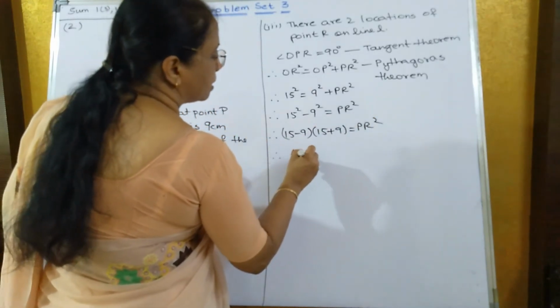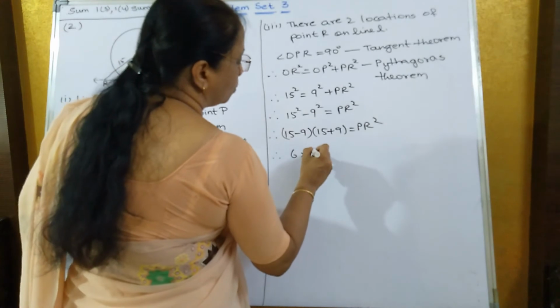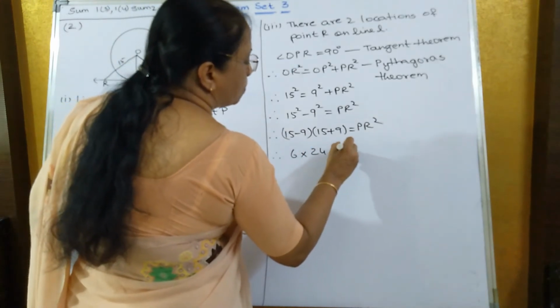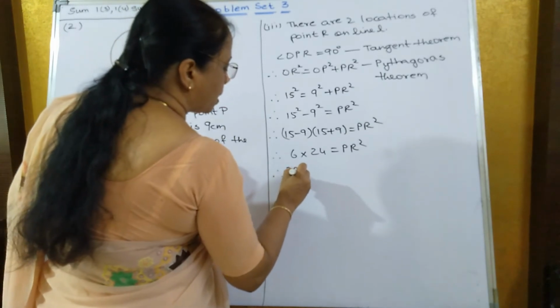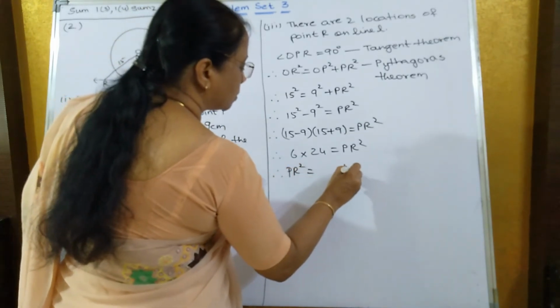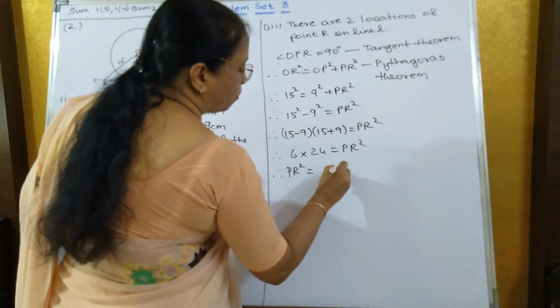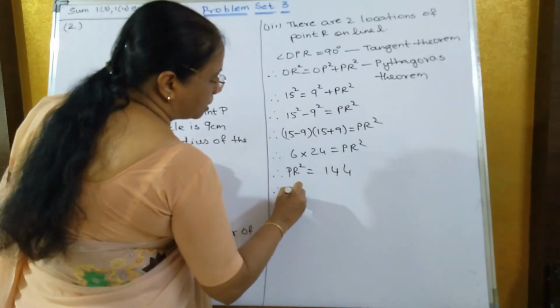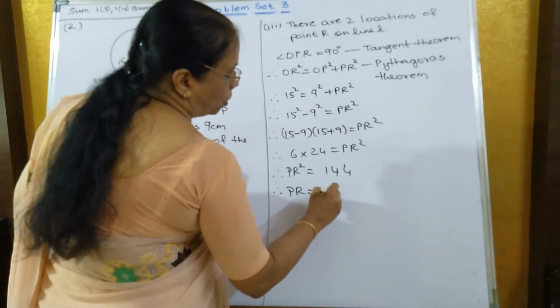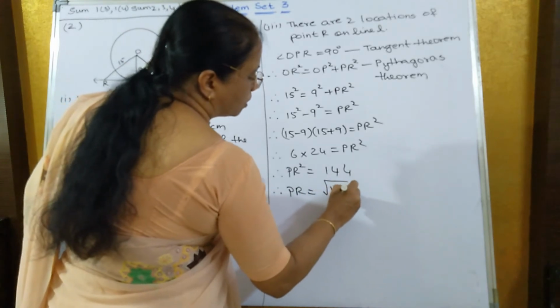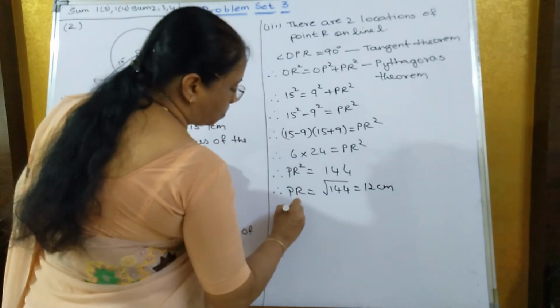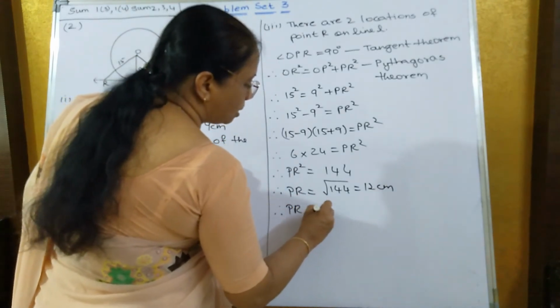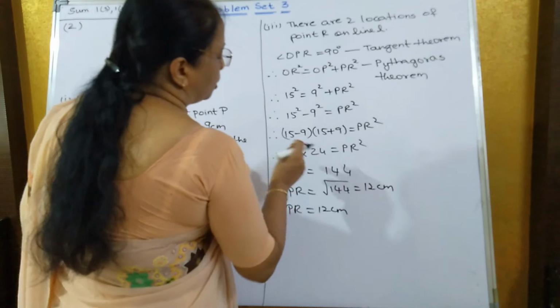That is 6 into 24 is equal to PR square. Therefore PR square is equal to how much? 144. Therefore PR is equal to how much? Root of 144, which is equal to 12 centimeter. So therefore PR is equal to 12 centimeter.